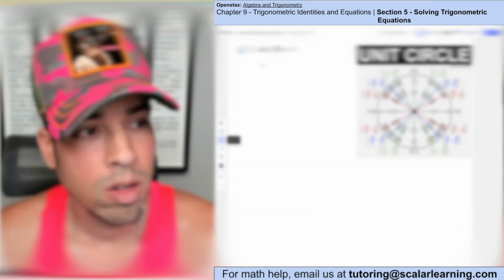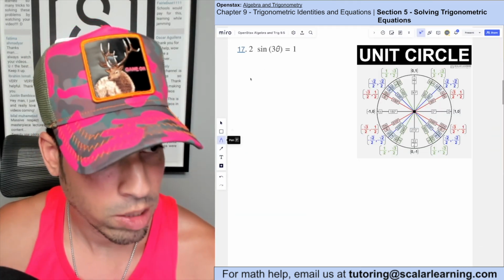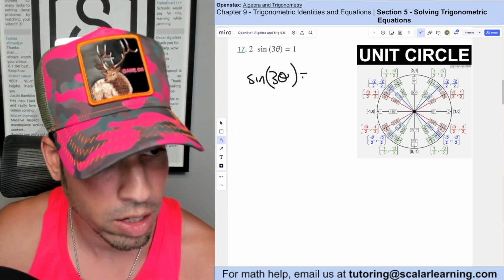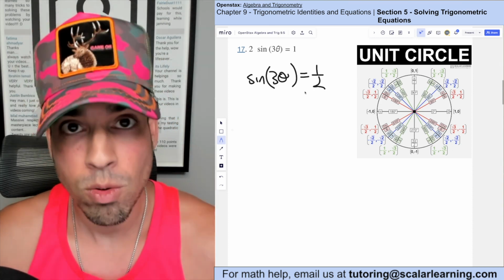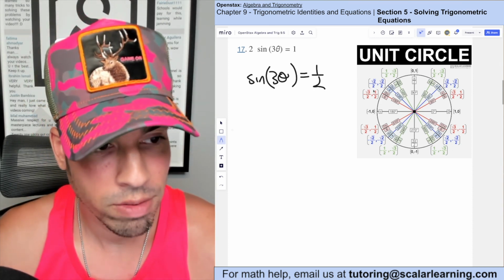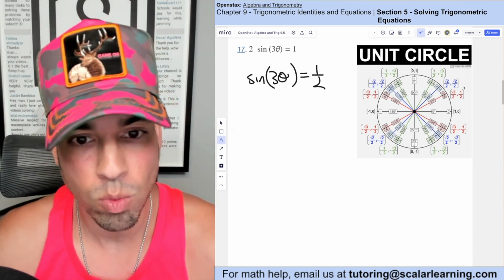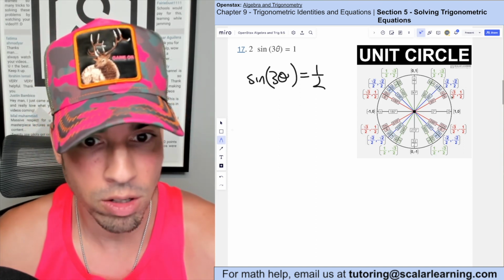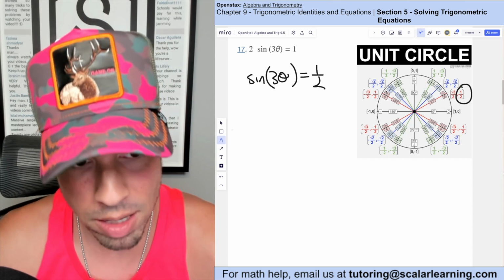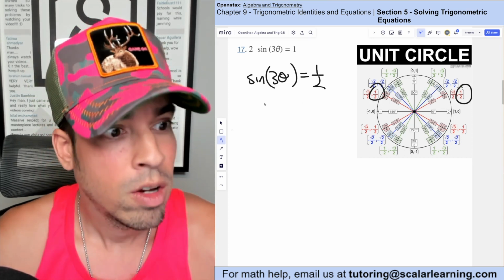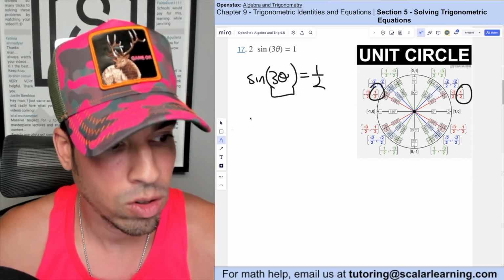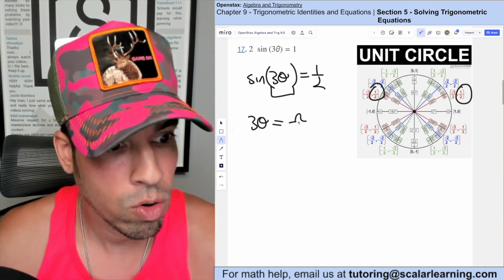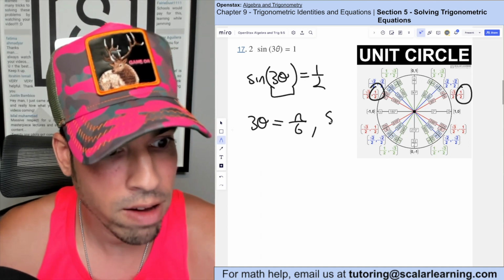Boom, done. So for this one, we're going to start by dividing both sides by 2. And then I have sine of 3 theta equals 1/2. Now we need to figure out what y value coordinates are going to give us 1/2, because sine corresponds to y values. So I got 1/2 here, positive mind you, and 1/2 here. So that means that this angle, 3 theta, equals pi over 6 and 5 pi over 6.